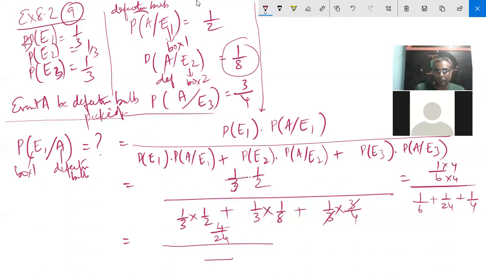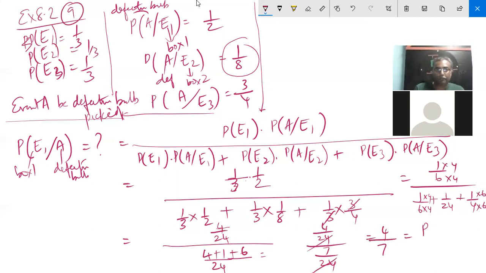Denominator is also 24. This will go 4 times. So this is 4 plus, this will go 1 time, plus this will go 6 times, plus 6. 6 plus 1, 7. 7 plus 11. Okay, that is equal to 4/24 divided by 7/24. Cancel 24 and 24. Your answer is 4/7.